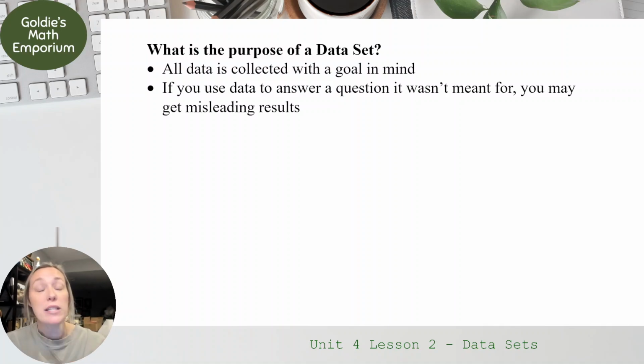We want to make sure that when we collect data, we use it for its intended purpose. If we use data that we have to answer a question it wasn't meant for, you may get misleading results, or you may get results that fit one agenda over another agenda in certain situations as well. So you have to keep in mind that when you collect the data, collect it with a purpose and then use it for that purpose, and don't apply it to situations it wasn't meant for.